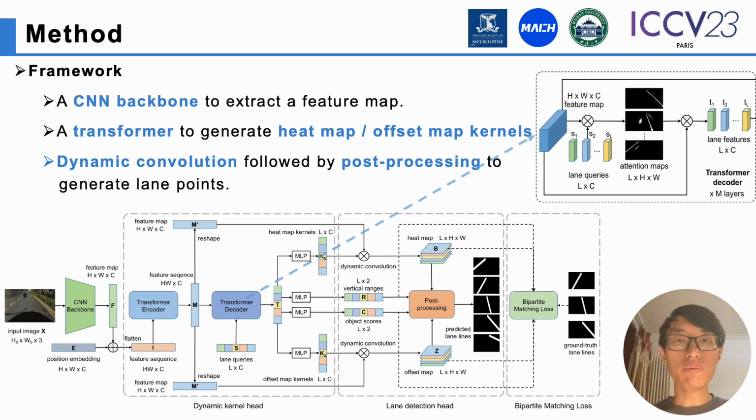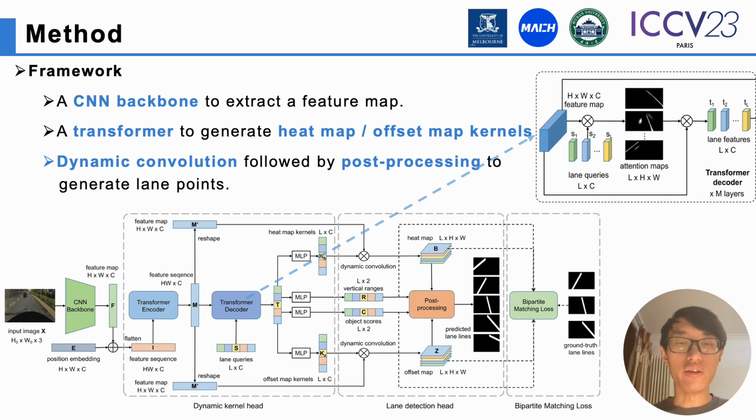Then, a transformer is applied to generate convolution kernels for each lane line from the feature map. Specifically, we use learnable lane queries to learn different lane prototypes from training data. Then, we calculate attention maps to find the most related pixel features for each lane query.